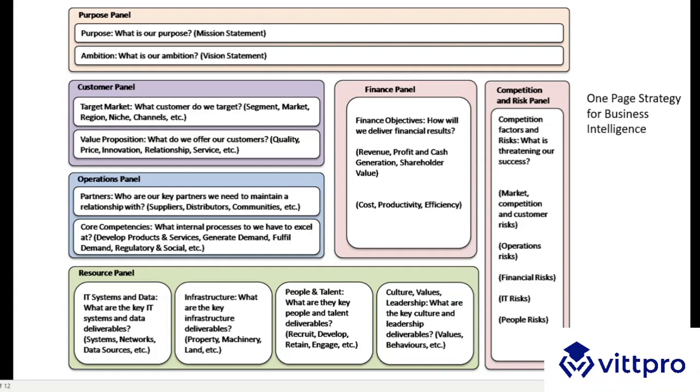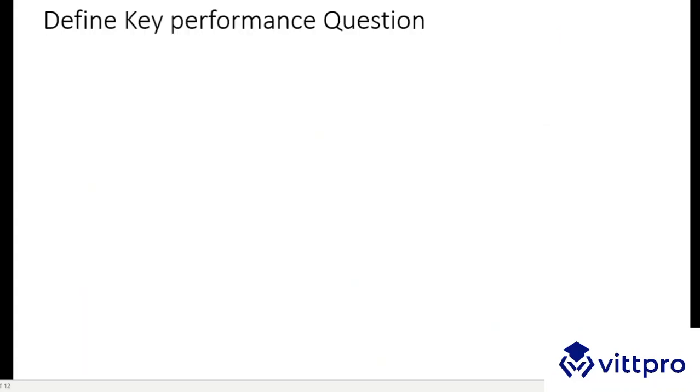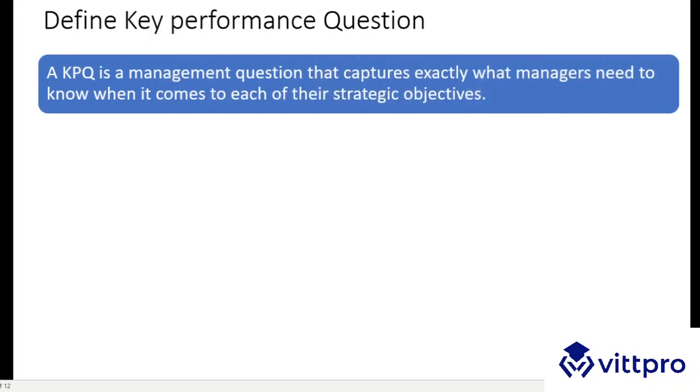Okay. And then once you have developed this, you are going to define your key performance question. So the idea is not the key performance indicator. You cannot reach the indicator directly unless you define your performance question. So what does a performance question look like? A performance question is a management question that exactly captures what the managers need to know when it comes to each of their strategic objectives.